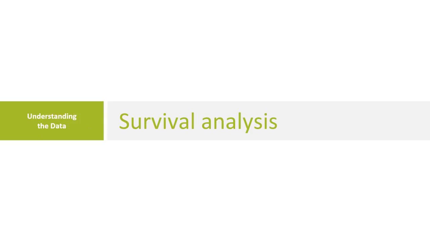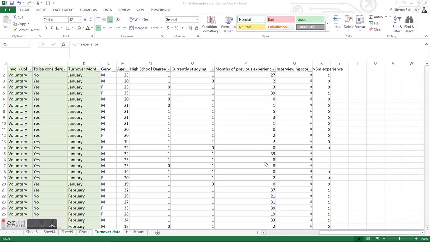In this tutorial, we're going to use a very cool tool called survival analysis. This tool is particularly interesting for analyzing turnover because it helps you analyze data where the outcome variable is the time until the occurrence of an event of interest happens. In this case, employees leaving the company. So we're going to start with our Excel database.